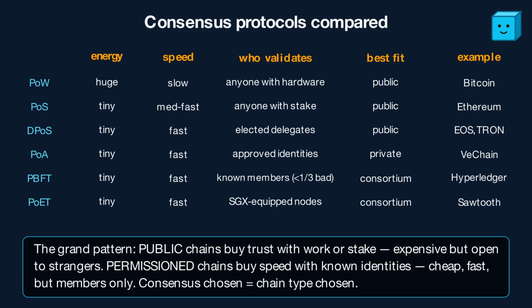The grand pattern. Public chains buy trust with work or stake. Expensive but open to strangers. Permissioned chains buy speed with known identities. Cheap, fast, but members only. Consensus chosen equals chain type chosen.